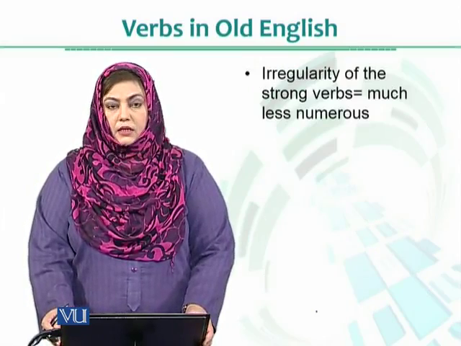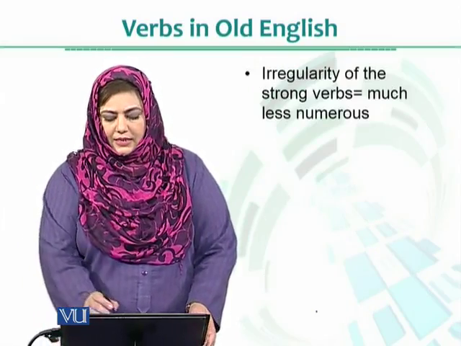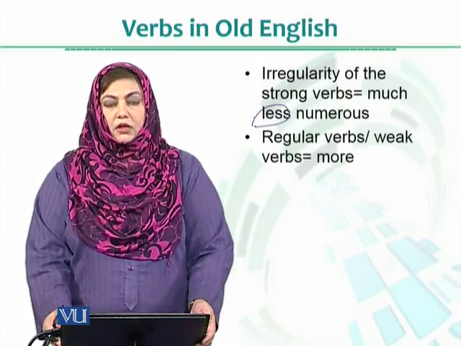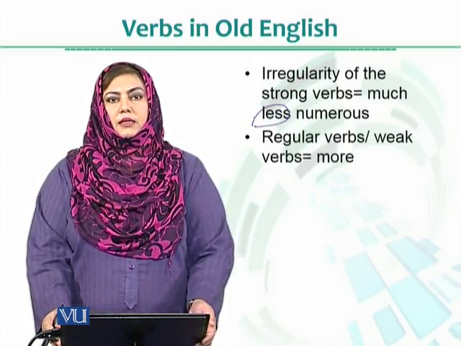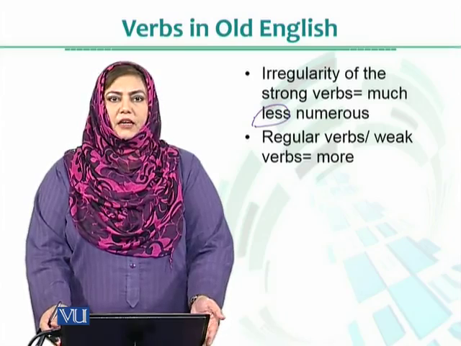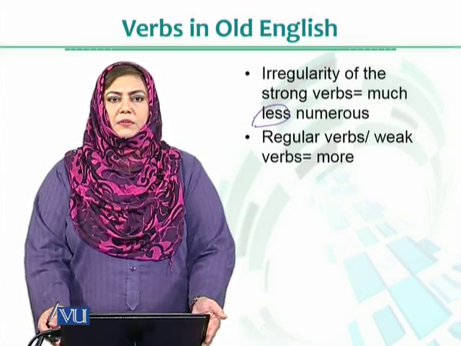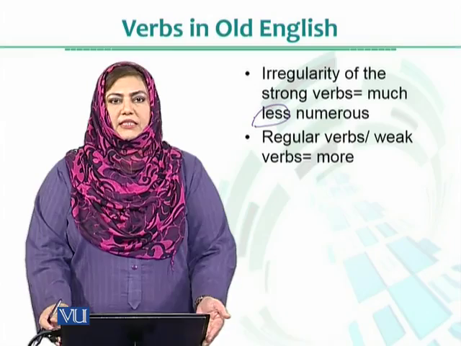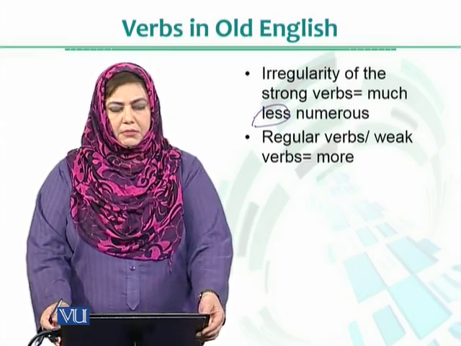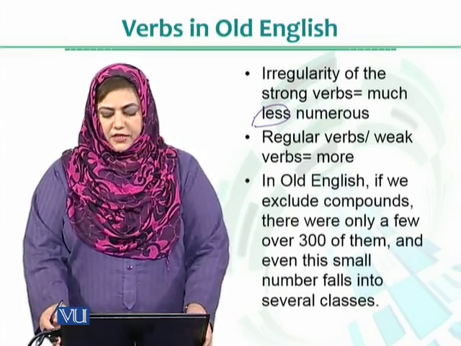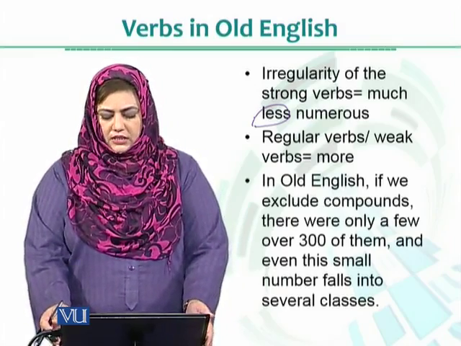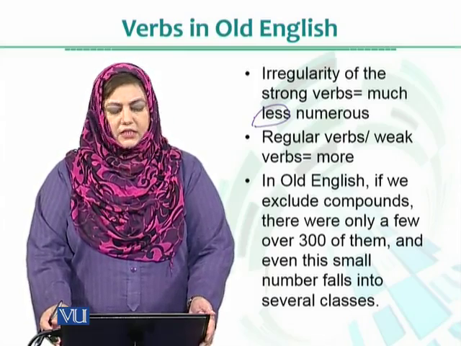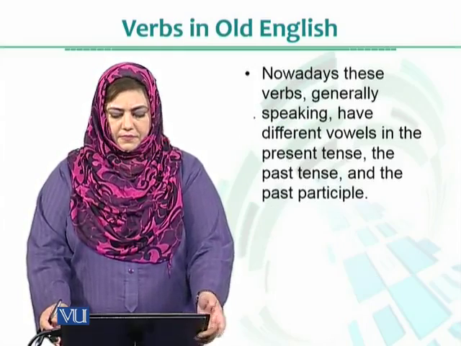Irregularity of strong verbs means they are fewer in number, whereas regular verbs or weak verbs are more in number. I think this is very rational and very logical. When you have irregular verbs, of course they would have forms that are not made easily just by, for instance, adding ed, so they would be fewer in number in the language. As far as Old English is concerned, if we exclude compounds, there were only a few, over 300 of them. And even this small number falls into several classes further.